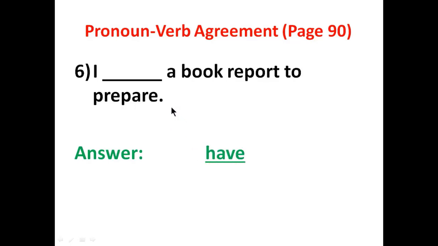Number 6. I dash a book report to prepare. Now you cannot say I am a book. That will be wrong. Here you will say I have a book report to prepare. The word have is actually a linking verb here in question number 6 of page 90. That is our answer, have.